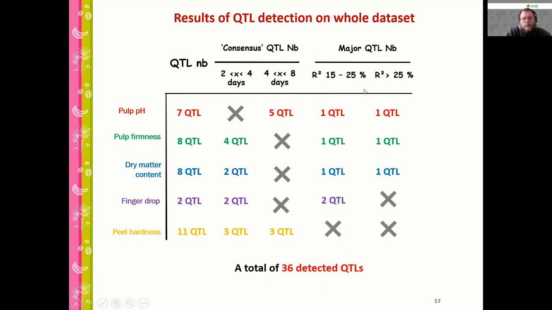More importantly, the major QTLs. Major QTLs are genomic regions that could explain more than 15% of the observed variability. So it's an interesting QTL, we can say, and the major ones are explaining more than 25% of the variability. As you have seen, we could have interesting QTLs for all traits, except peel hardness, and major QTLs for pulp pH, pulp firmness, and dry matter content. So the organoleptic quality traits.